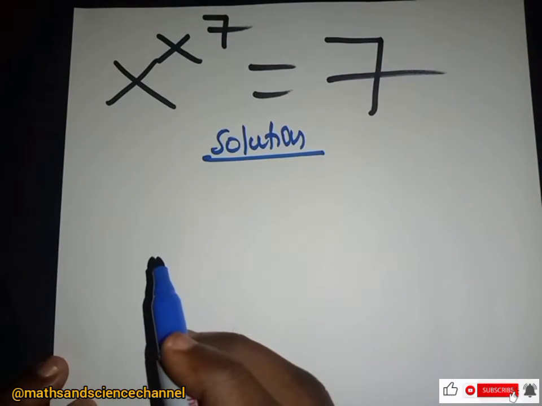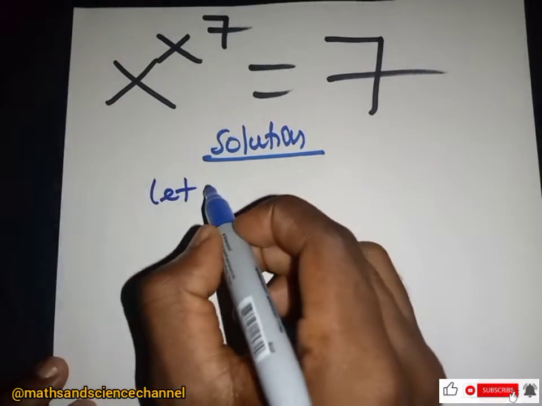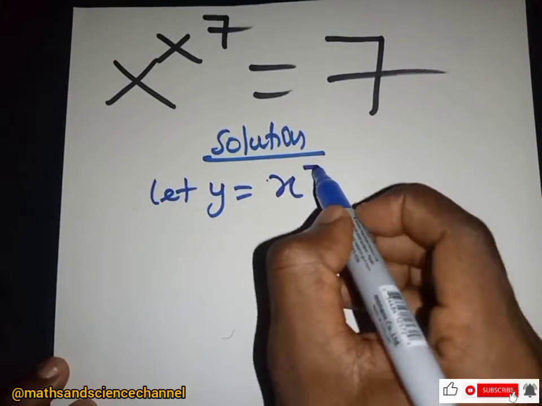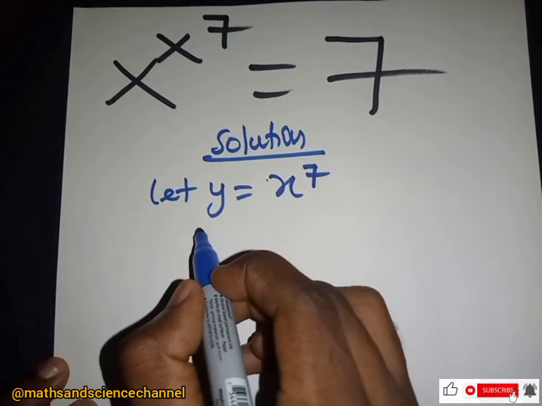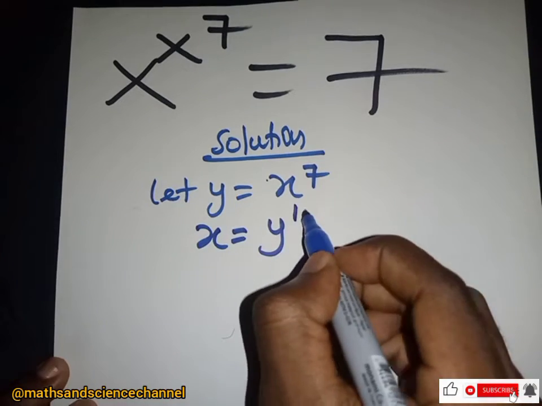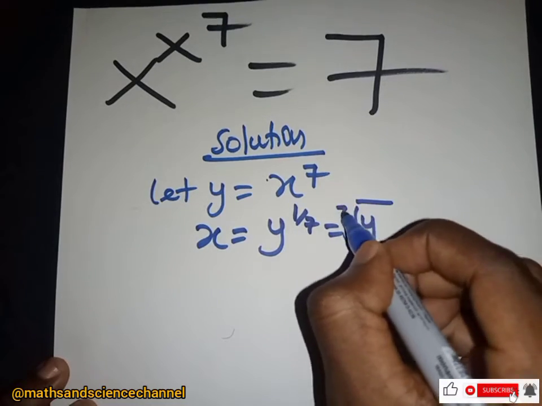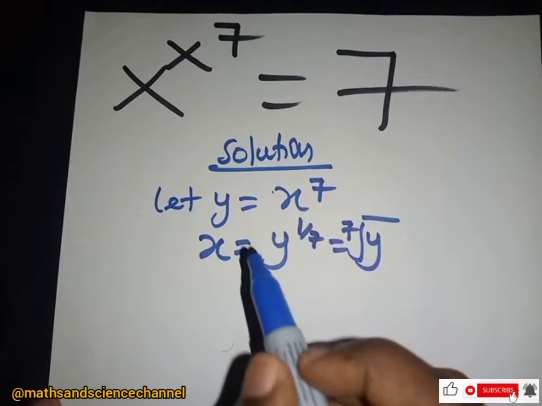Now before we do something of this sort, we let a variable, let's say y, be equal to the exponent over here. So we have x to the power 7, right? So if y equals x to the power 7, then x here will basically be equal to y to the power 1 over 7, which is just the 7th root of y, right? So let's substitute these two into it.